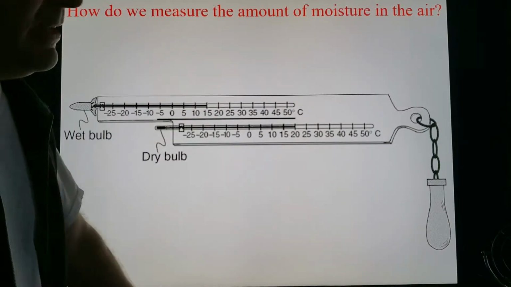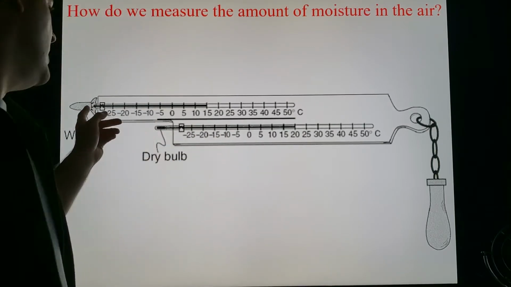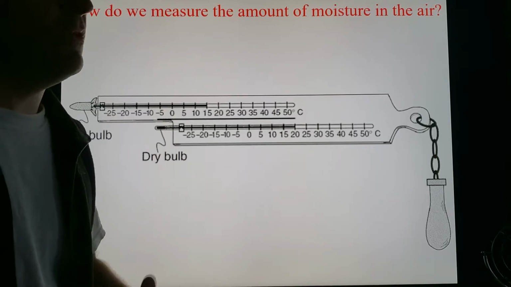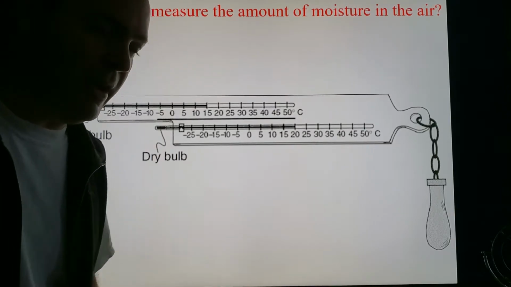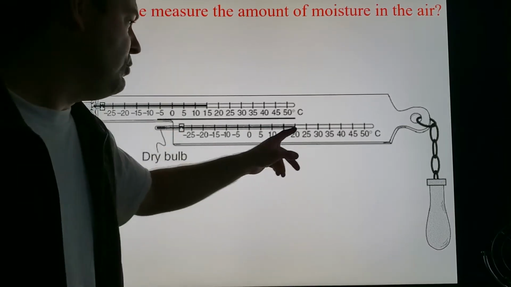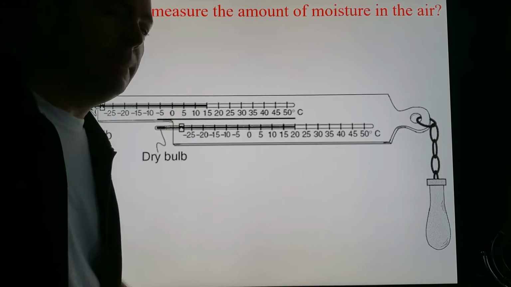And you swing it around about 30 seconds outside and you'll get two different readings. Because the wet bulb has water on it that evaporates. And when water evaporates, that lowers the temperature, right? Evaporation is a cooling process. So you'll see two different temperatures here, right? The dry bulb has a 20, the wet bulb has a 15.